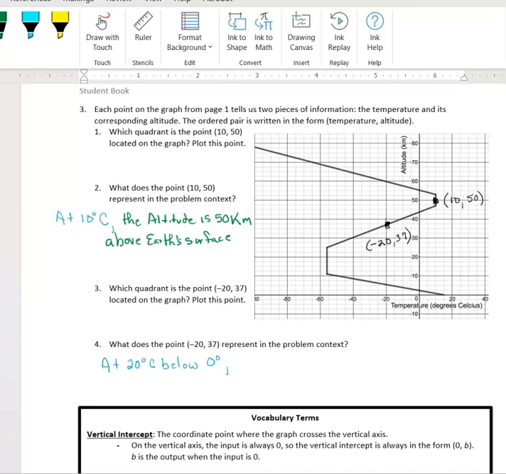Temperatures really aren't negative. Sometimes we might hear that on the news, but we're really talking about temperatures below zero. So at 20 degrees Celsius below zero, the altitude is 37 kilometers above Earth's surface. Again, an input part of the statement and an output part of the statement.